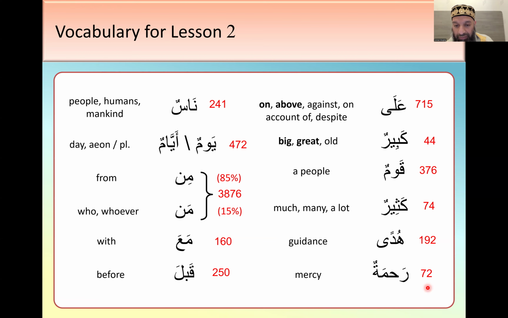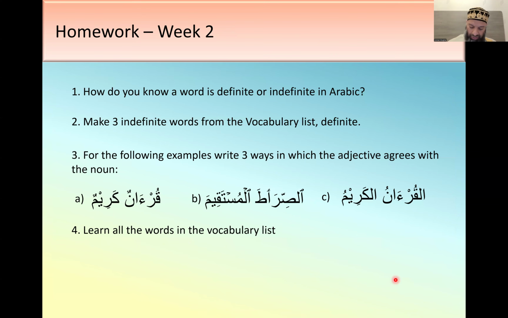And let's see. This is the homework. So we need pretty much done. So the homework is, how do you know a word is definite or indefinite? So the al and not putting the al. Make three words from the vocabulary. Make three indefinite words from the vocabulary is definite.